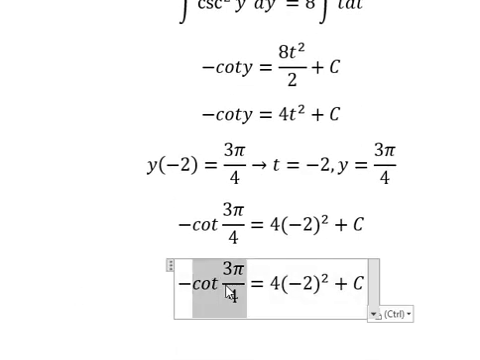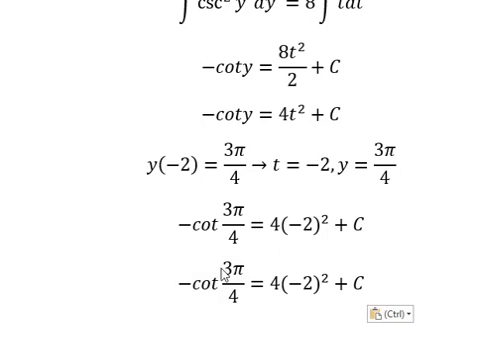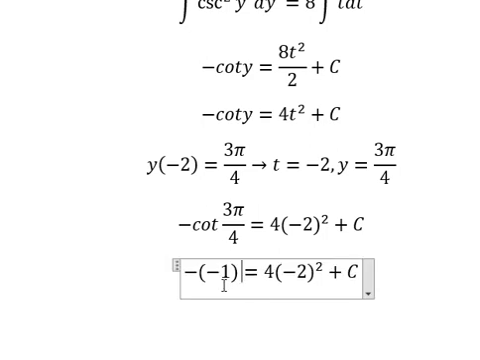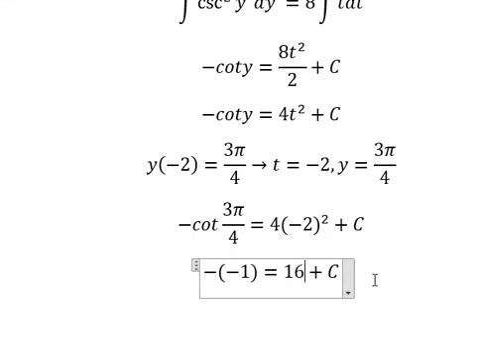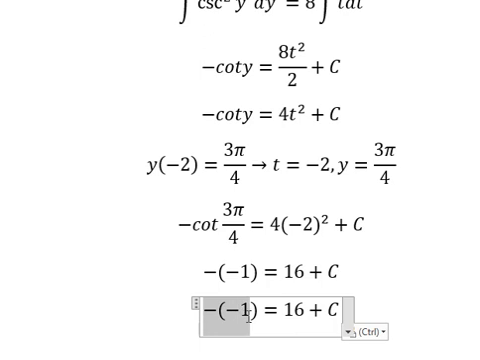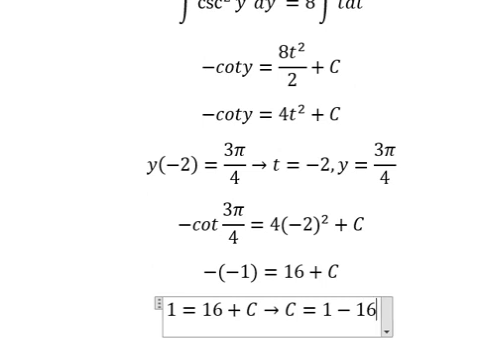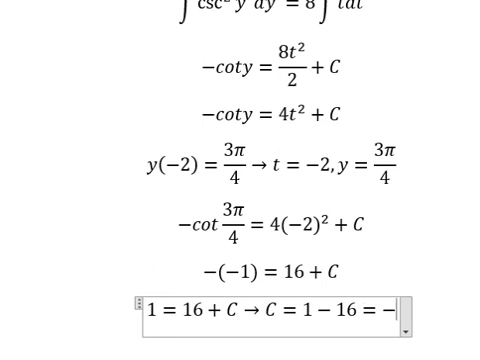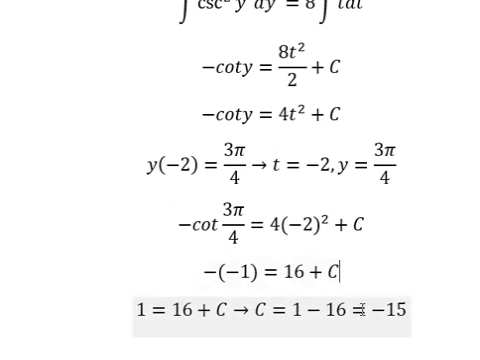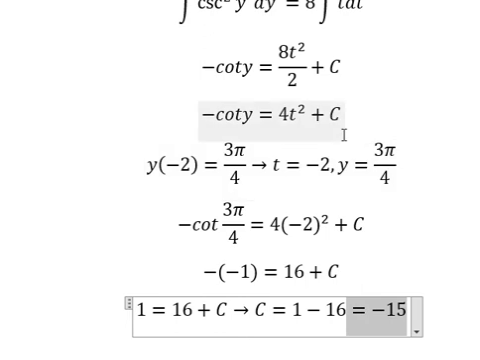So this one we have negative number 1. This one we have 16. So we have number 1 in here. So we have c equals 1 minus 16. We have negative 15. And now we put this one going here.